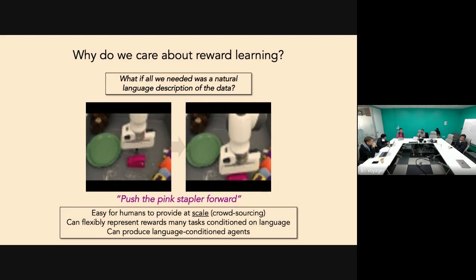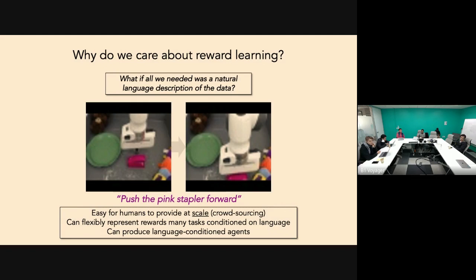And if we can, there are a lot of potential benefits. The first thing is that compared to manual annotation, this is very easy for humans to write at scale. You can just crowdsource, and then per video, they type in natural language what they're seeing happen. You can flexibly represent the rewards for many different tasks, because by conditioning on the language, you can get a reward function for that language instruction. And as we'll see, you can use this to produce language-conditioned agents. So you can tell an agent in natural language the task you want it to do, and given its raw observations, it will execute control to complete that task.